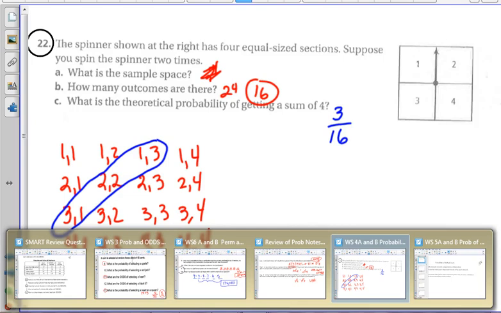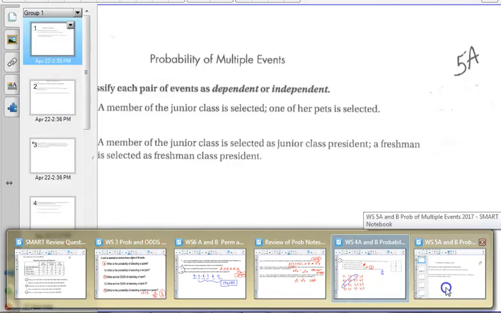I will probably take either one. I would prefer the fraction, but it's fine. If you give me a percentage, I'll deal with it.